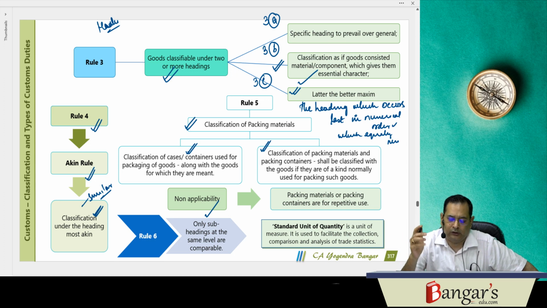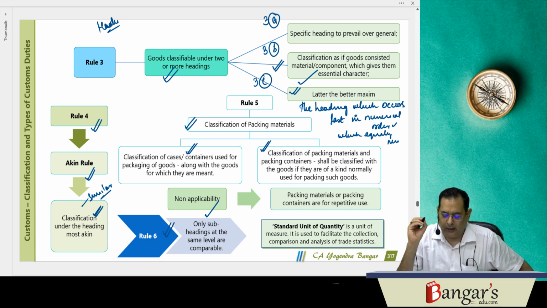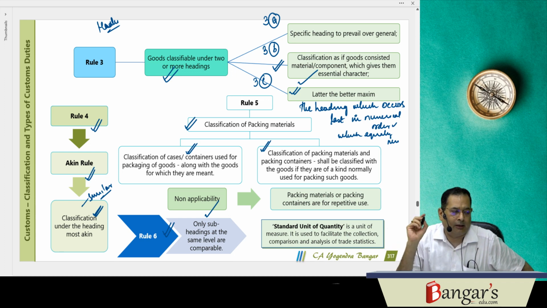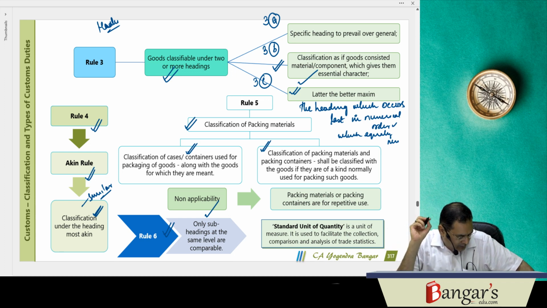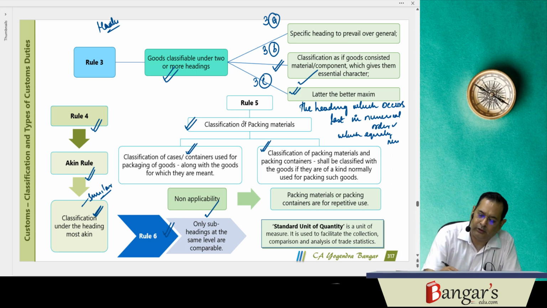Then what is rule 6? First of all, we will determine the heading, and then we will determine the subheading. Subheadings at the same level are comparable for determining the product classification. Besides this, we also have the general explanatory notes.